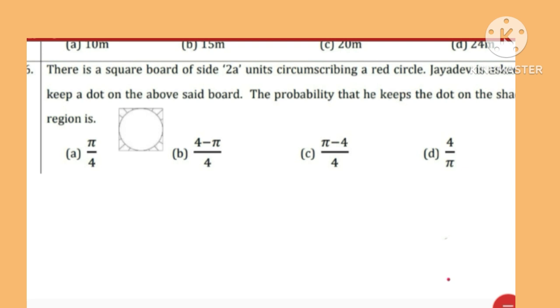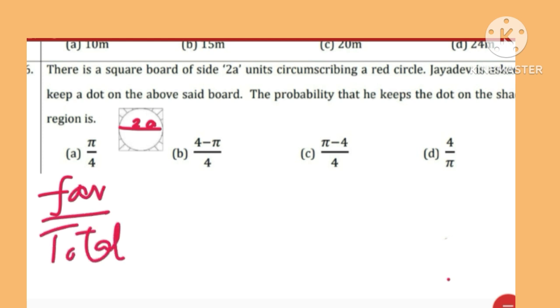लेट्स सी क्वेश्चन नंबर 16. There is a square board of side 2a. Now this is 2a, right? Circumscribing a red circle. Jaydev has to keep a dot and probability that he keeps dot on the shaded region. So let us see our favorable case and total case, right?